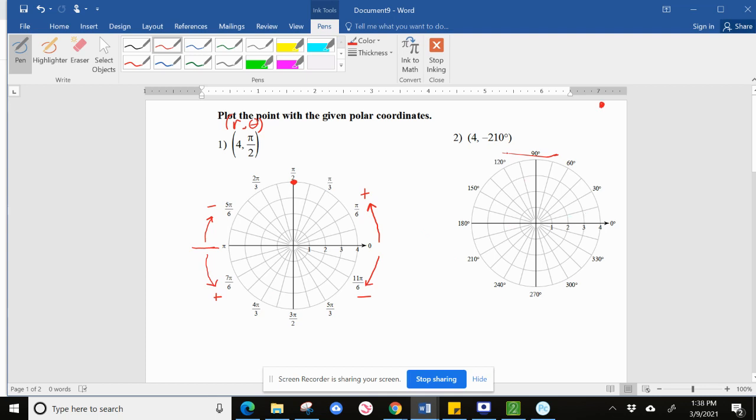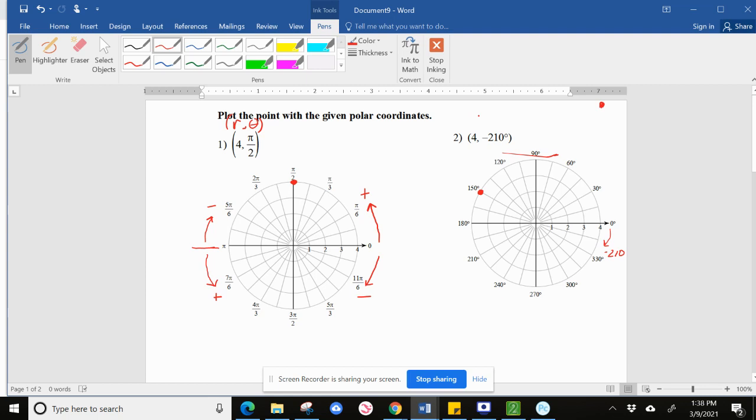So this says to plot the point (4, -210). So we go to the radius of 4. Now from here, we've got to go negative 210 degrees. Well, that means from 0, I've got to go 210 in the negative direction. If I get here, that's negative 180. 30 more than that would put me at 150. All right, so that's where that point would be for negative 210, measuring everything from 0, on this side when r is positive.